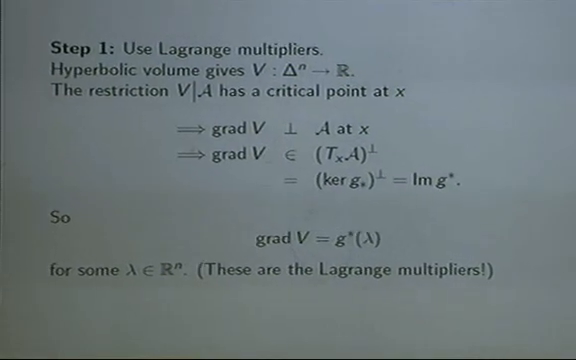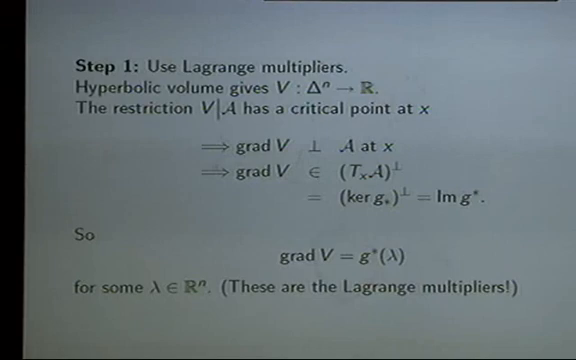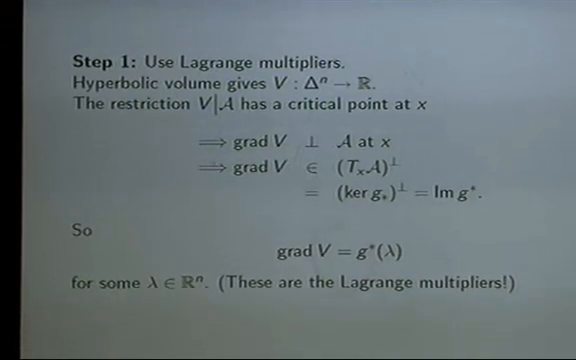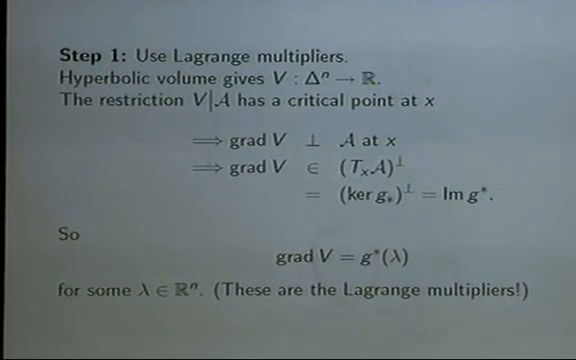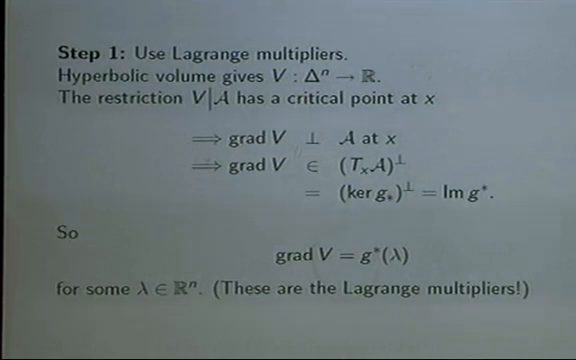So what we've got is a volume maximization problem. We want to maximize the volume subject to constraints. The constraints are saying that we are inside the angle structure space. So the obvious thing to do again is to use Lagrange multipliers to solve this problem. So what have we got? We've got the hyperbolic volume function defined on delta to the n. That's a real valued function.